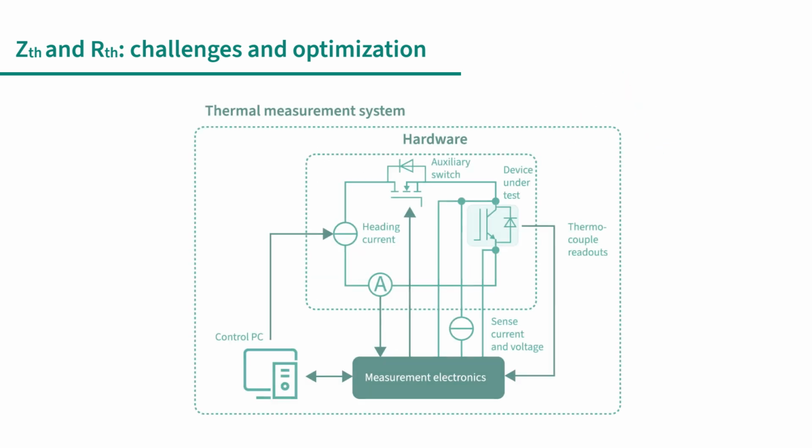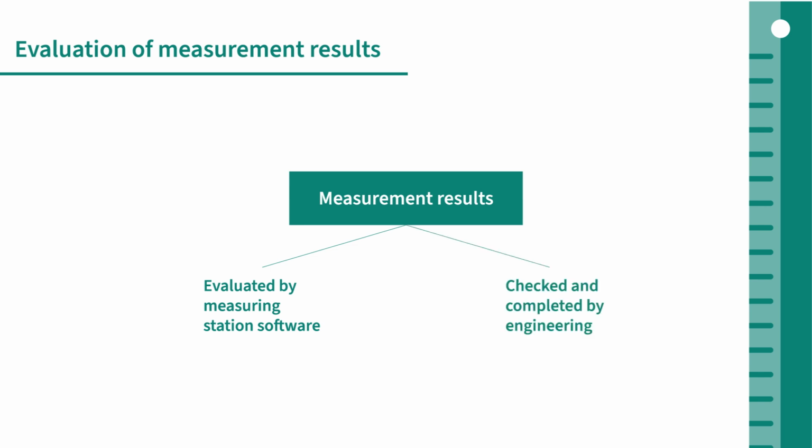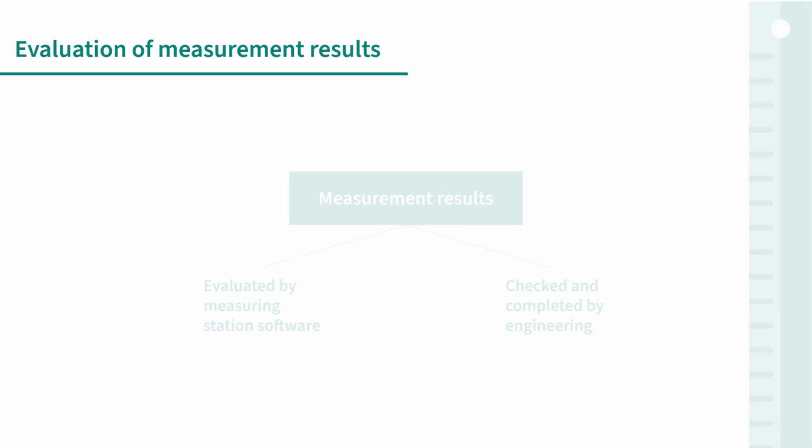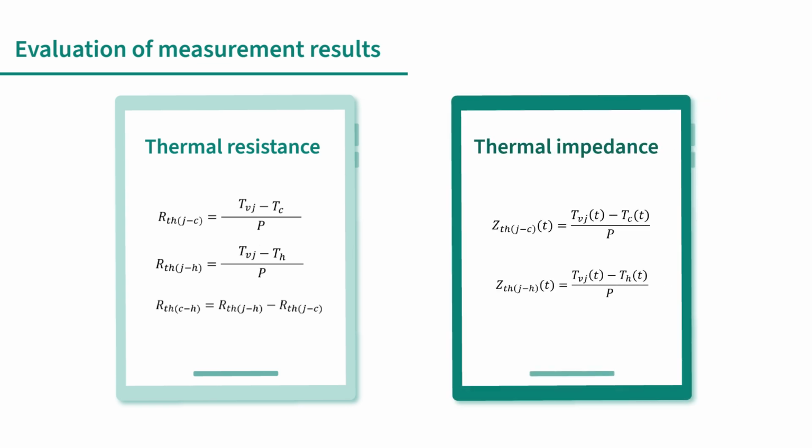In order to overcome the hurdles mentioned above, a modified measurement system is being used. The measurement results are evaluated in part automatically by the measuring station software and are to be checked and completed by the orderer. The respective thermal resistances, RTH values, are calculated as follows. Moreover, the following applies analogously to the calculation of thermal impedance.